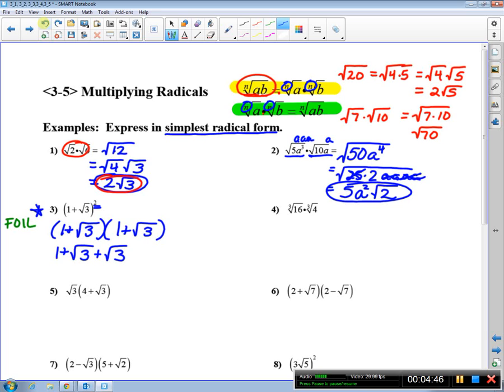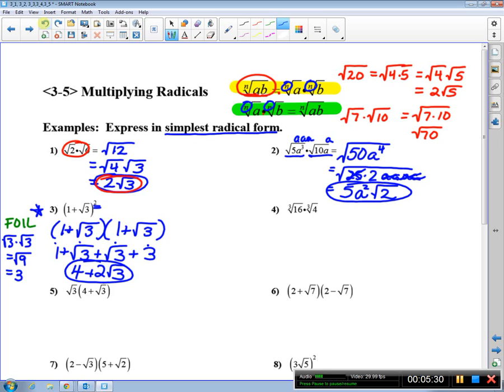And our lasts give us the square root of 3 times the square root of 3, which is 3. Square root of 3 times the square root of 3 equals square root of 9 equals 3. So let's combine like terms. We've got 1 plus 3, that's 4. And notice we're adding like terms now. Radical 3 plus radical 3 is 2 radical 3. So that one had a little combination of today and yesterday.